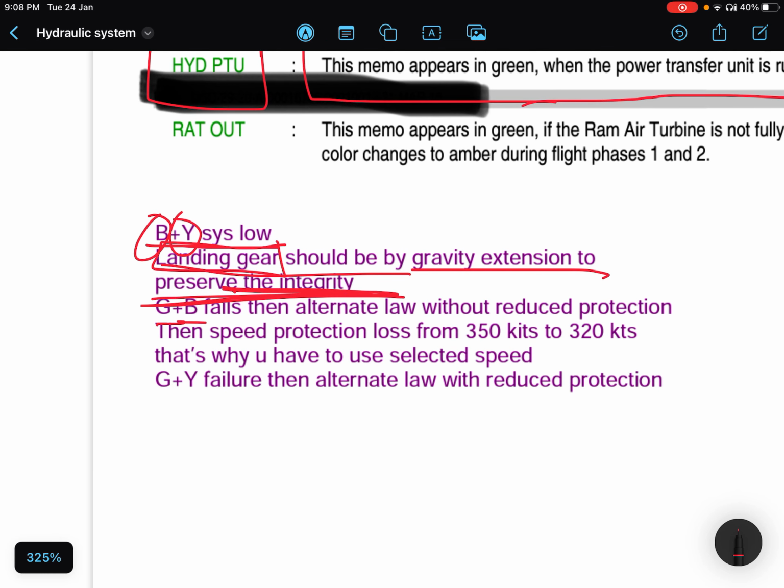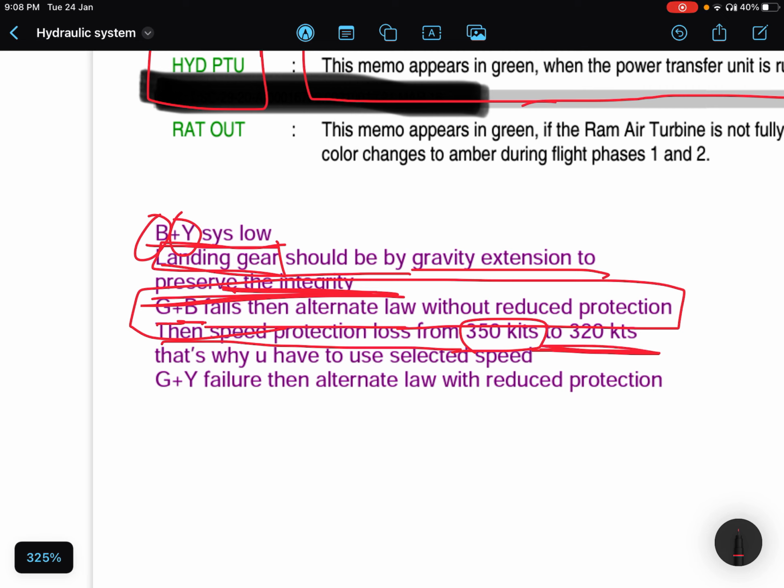if green and blue systems fail, then the aircraft goes to alternate law without reduced protection. If you are not able to get it, you can watch my flight controls chapter. It will be a little easy for you. The speed protection will be from 350 knots to 320 knots. It's important, that's why you have to use selected speed. If we have green and yellow failure, then alternate law with reduced protection, correct?